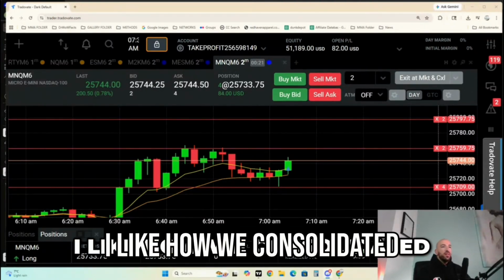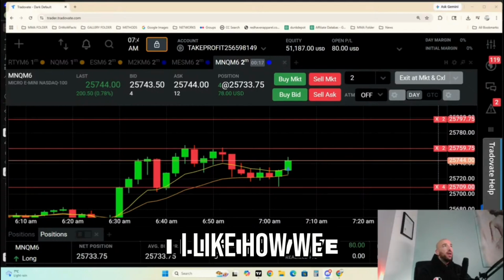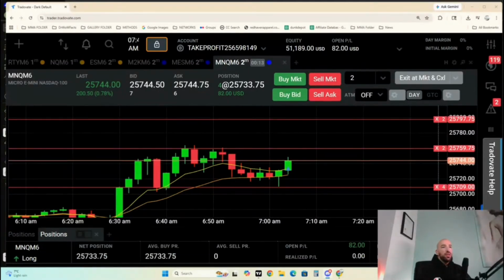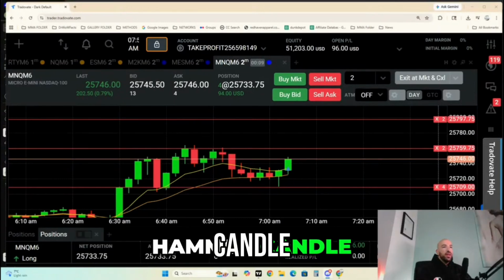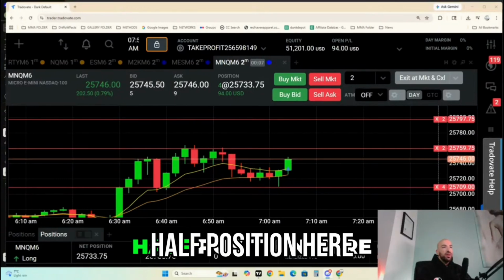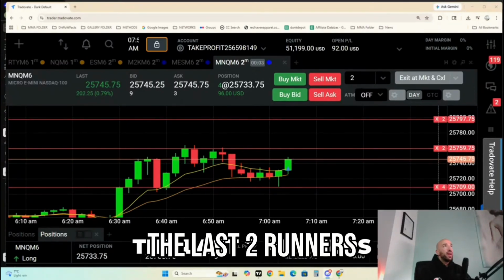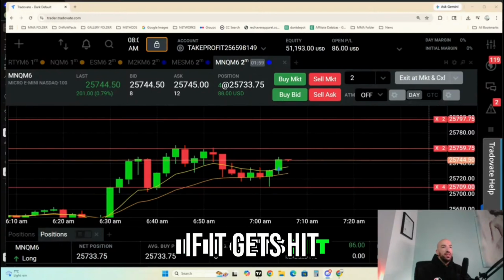I like how we consolidated. I like how we hammered right off that zone. I like how we tried to fail below it, but reclaimed it quickly after. And I like the strength following that hammer candle. So I'm in a half position here. I'm going to get out at high of day, and then I'll trail the last 2 runners after that high of day gets hit, if it gets hit.